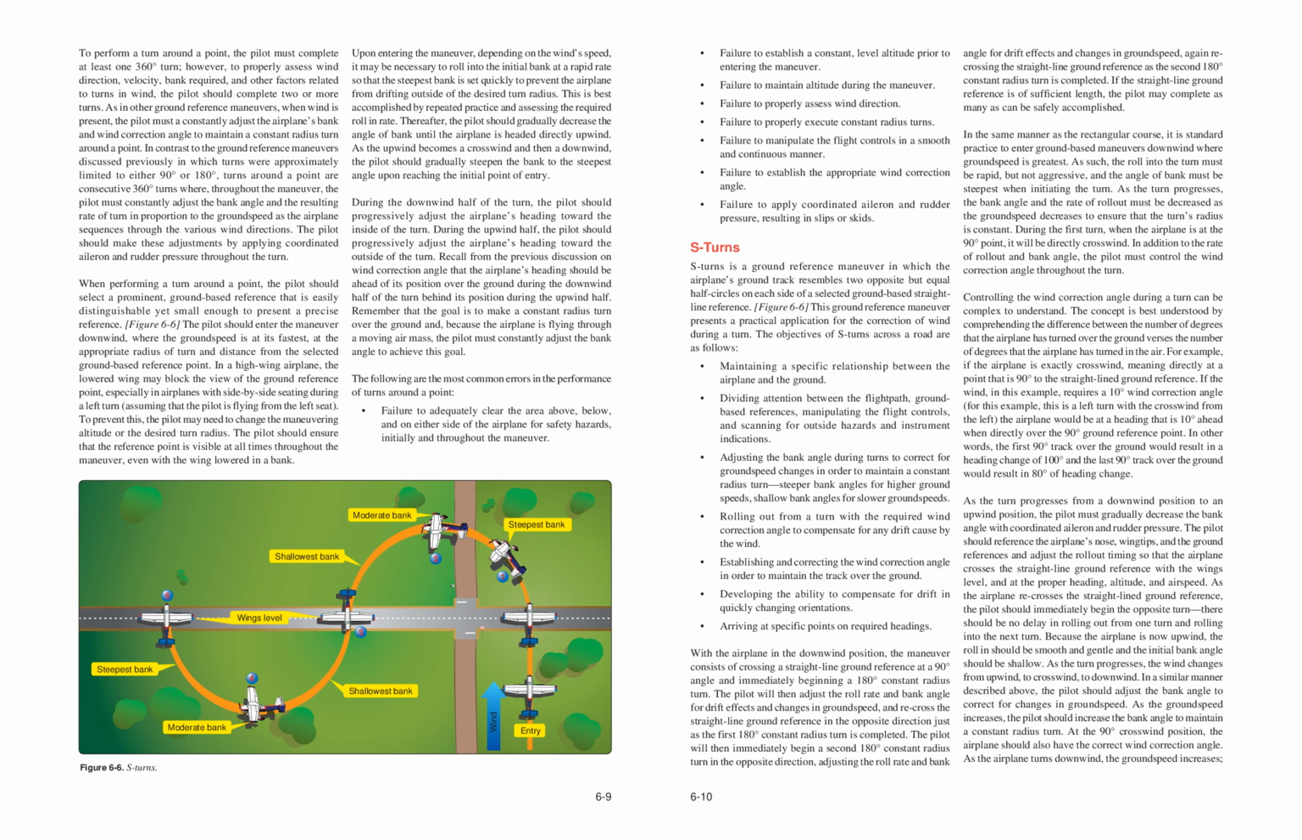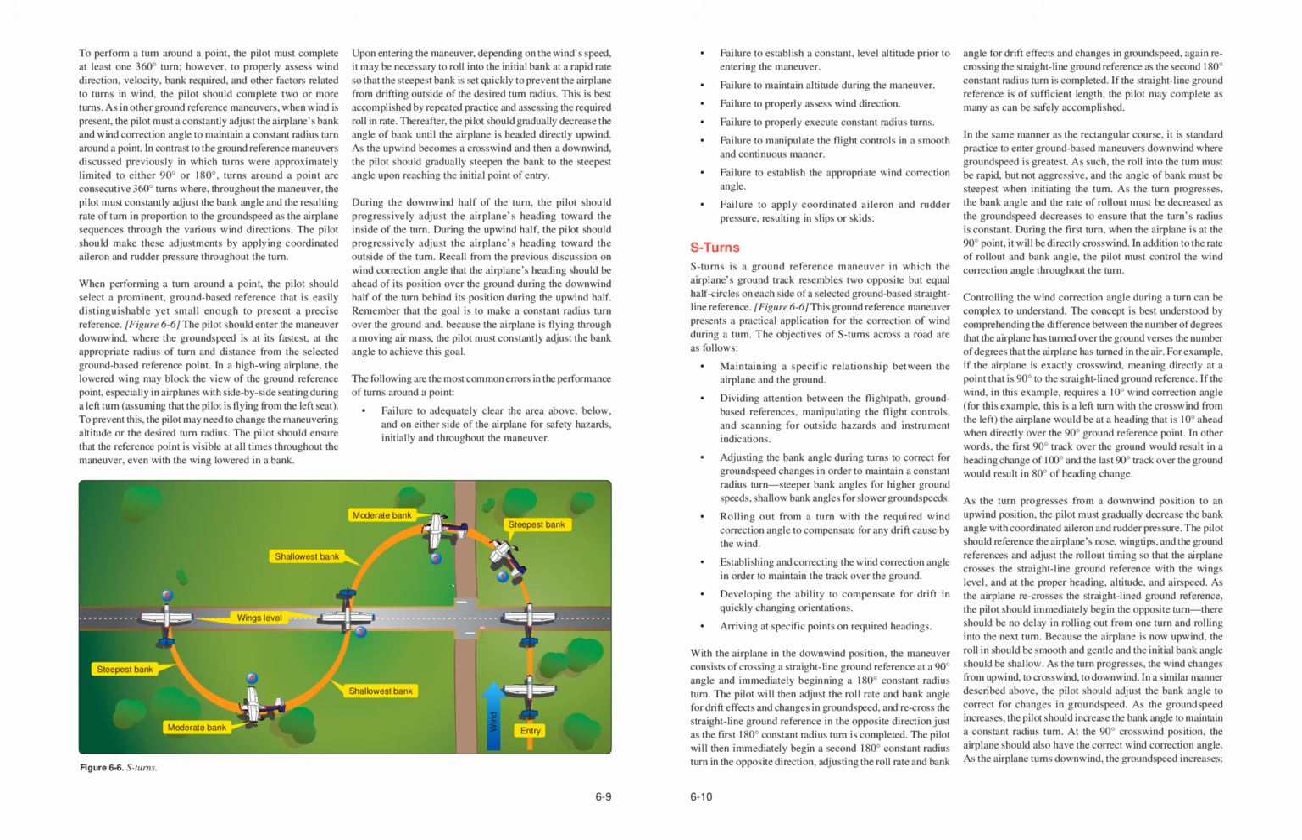S-turns. S-turns is a ground reference maneuver in which the airplane's ground track resembles two opposite but equal half circles on each side of a selected ground-based straight line reference. Figure 6.6. This ground reference maneuver presents a practical application for the correction of wind during a turn.